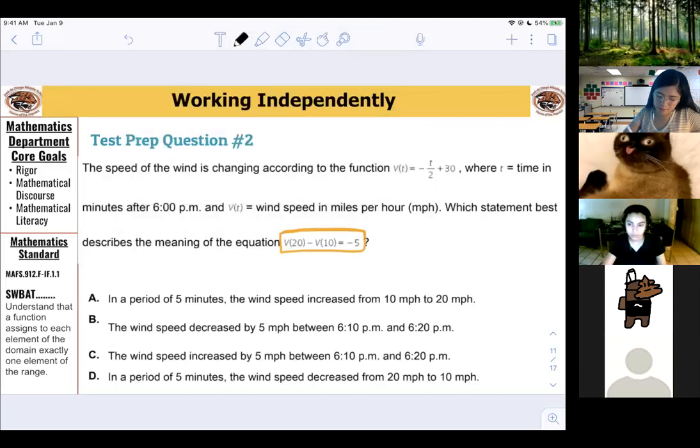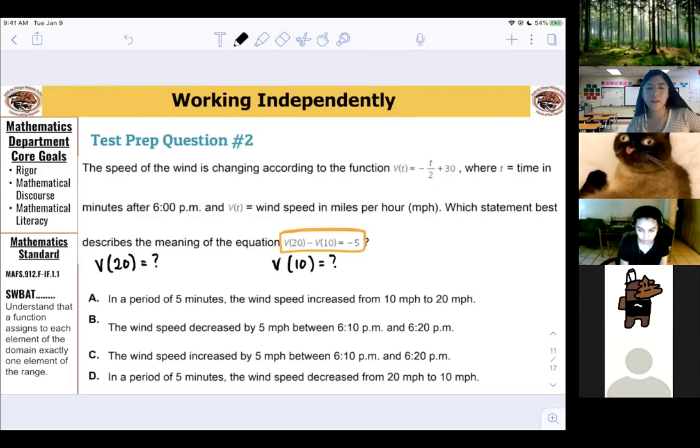I want to know, what does v of 20 mean? I want to know, what does v of 10 mean? And then I want to know what it means when you subtract those two values. So let's start off with v of 20. Is 20 the input or the output? Input, good. And my input represents what? T. And T is time in minutes after 6 p.m.